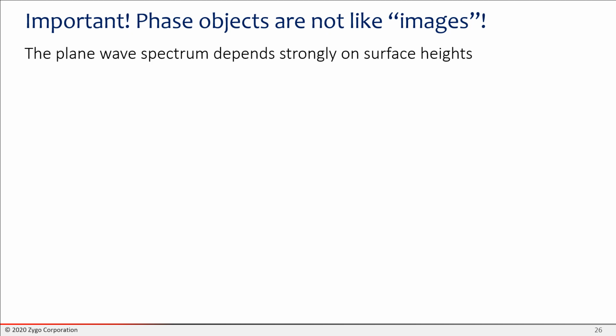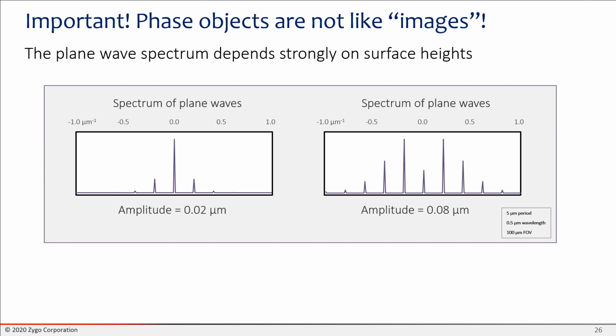It's quite important to realize that phase objects, that is, topography objects that create this phase shift, are not like images. The plane wave spectrum strongly depends on the surface height. So here's an example where you have a sinusoid. It's the same period sinusoid in both of these graphs on the left and the right. The difference is the amplitude of the sinusoidal topography feature. And you can see for a larger amplitude, you get many more diffraction orders.